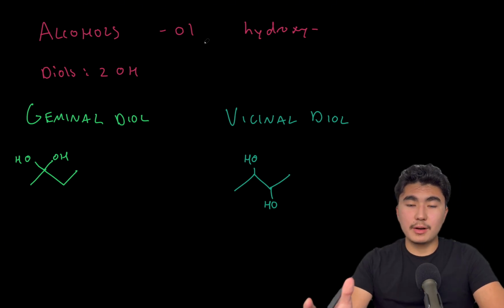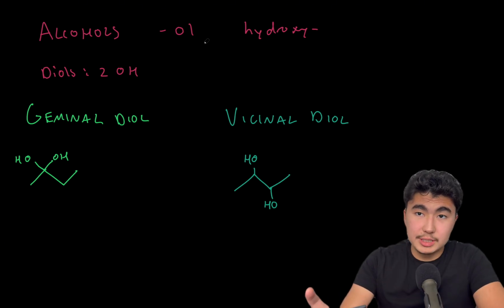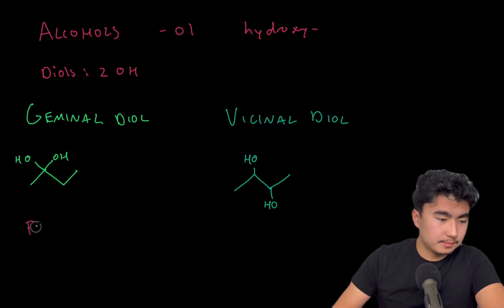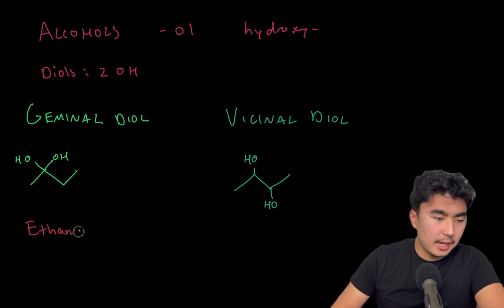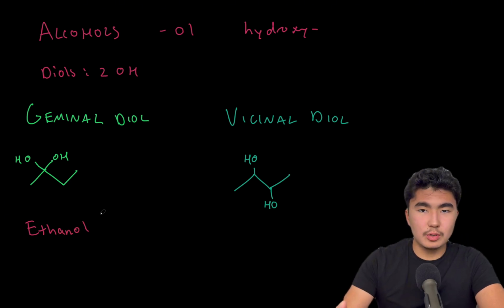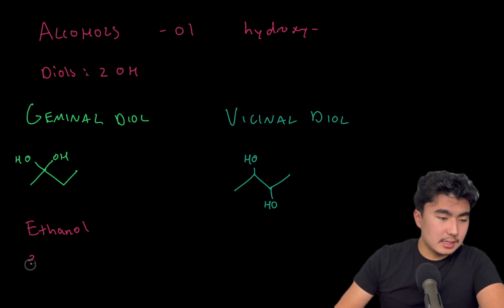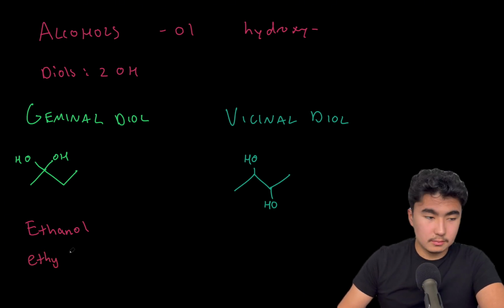Now in the MCAT, there are some common alcohols that we just have to know the name of. One of them is ethanol. As you can tell, with ethanol we're going to have 2 carbons and an alcohol. Another name for this is ethyl alcohol.